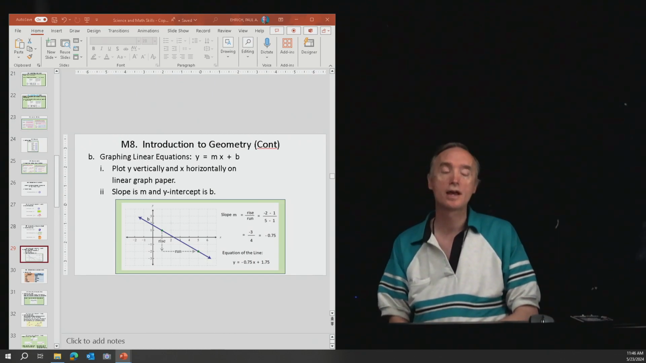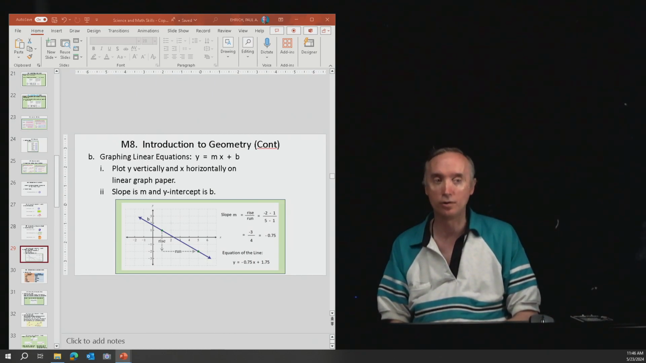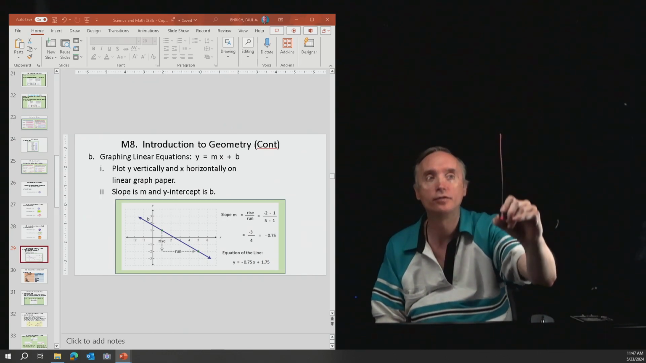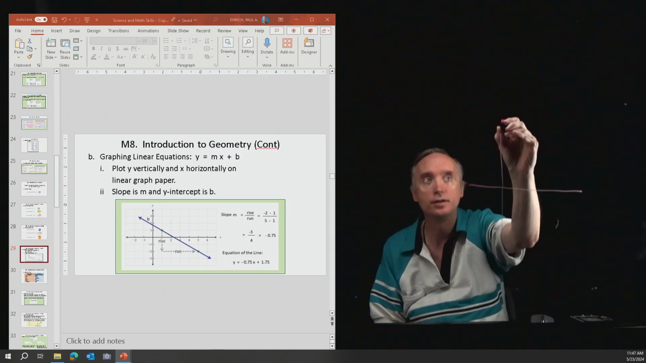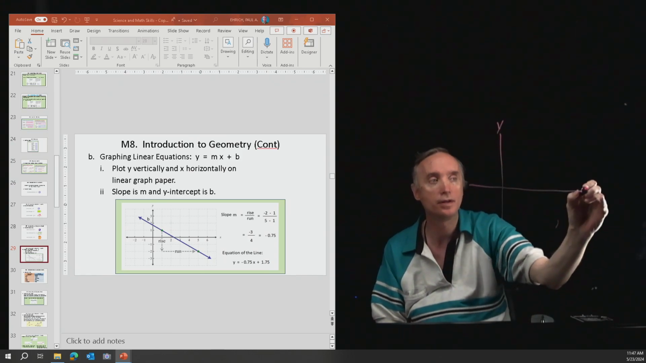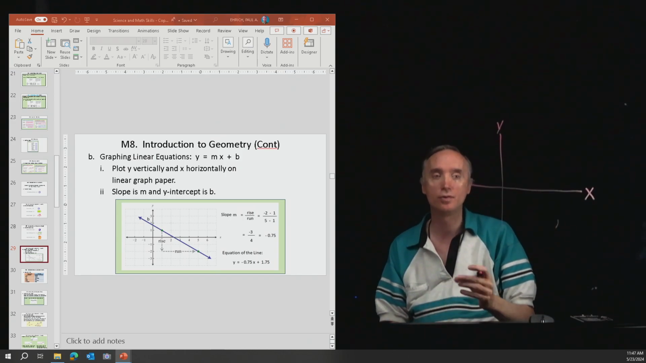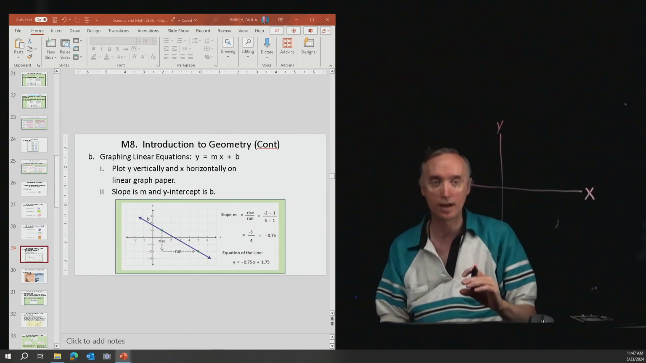Okay, so the next aspect of geometry that I would like for you to know is how to plot a graph on a piece of paper and then how to find the slope of that graph. Whenever you are graphing, the y is going to be the up and down axis, and the x is going to be the sideways axis. I think that you already know how to plot points on a graph, so I'm not going to go into that. But what I am going to go into is how do you find the slope of a graph.